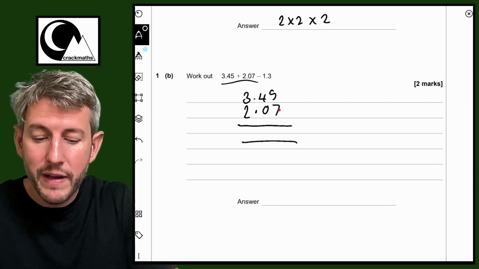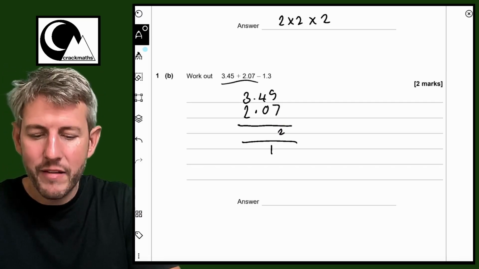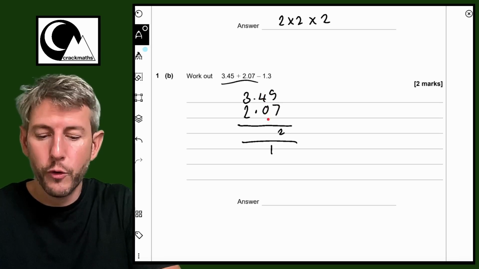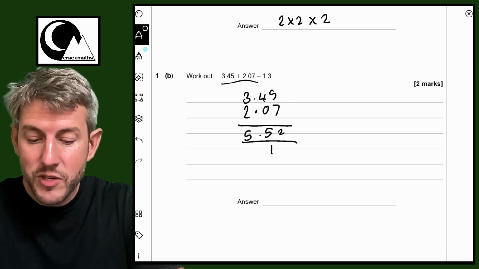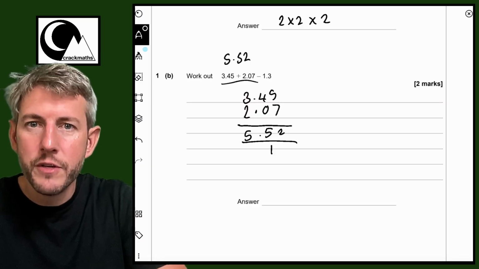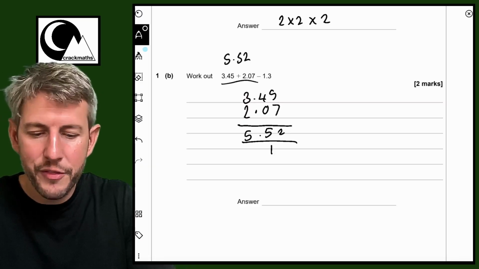So we've got 5 add 7 is 12. Carry the 1. 4 add 0 is still 4. Add 1 makes 5. Put the dot there. 3 add 2 is 5. So these two bits make 5.52. And now we've got to take away the 1.3.